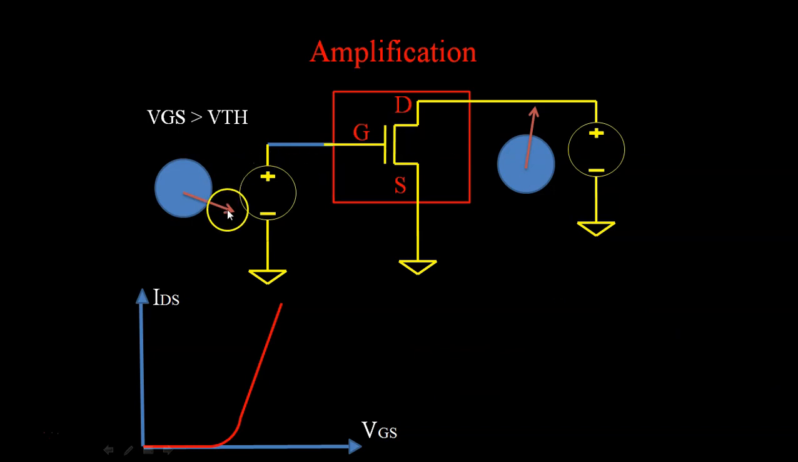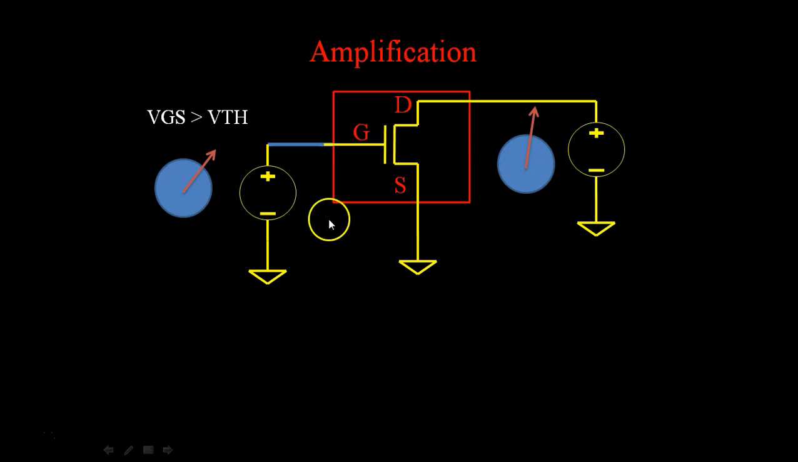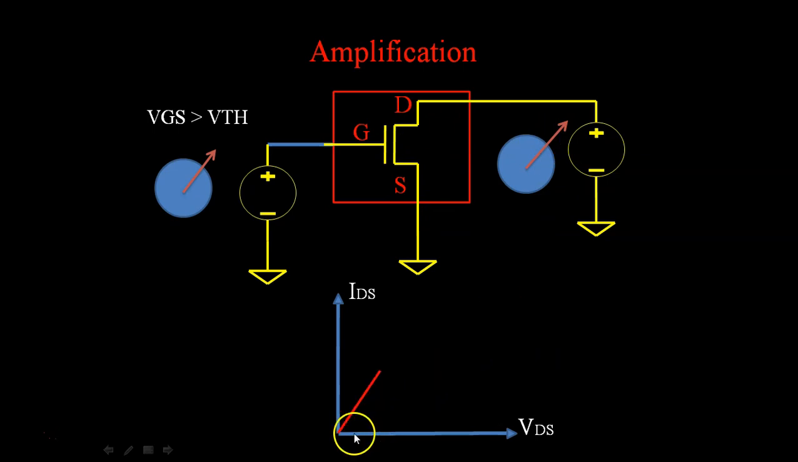On the other hand, if I keep VGS constant and vary VDS, we get another set of curves. Let VGS be greater than VTH so that the channel is created and conduction of current can happen from drain to source. Now if I increase VDS, the current increases linearly up to some value of VDS, and after a certain point, that is if the drain to source voltage is greater than VGS minus VT, the current no longer increases. It has saturated.